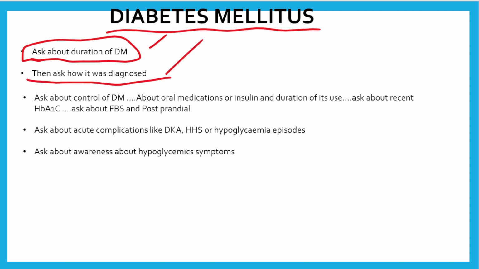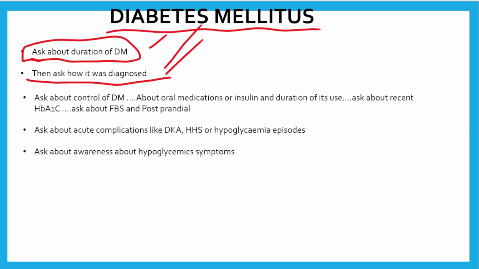Was it an accidental finding, or was the patient having any symptoms like increased thirst, increased urination, polyphagia, weight loss, or weight gain? So, what was the reason that it was diagnosed, or whether the diabetes was running in the family and routine screening was done and it was diagnosed?